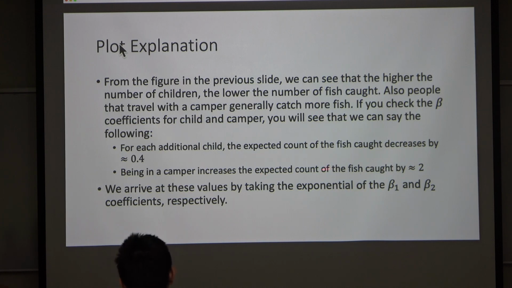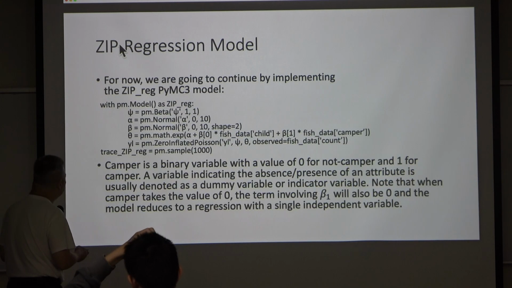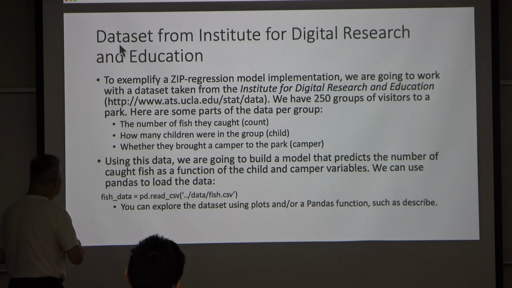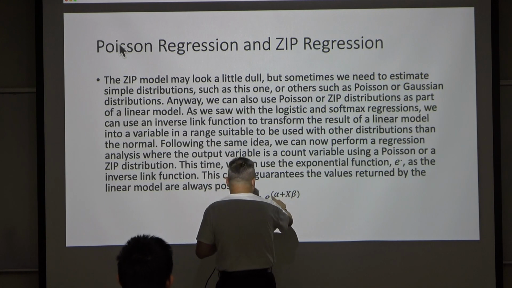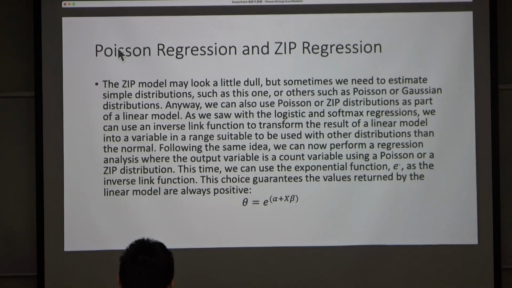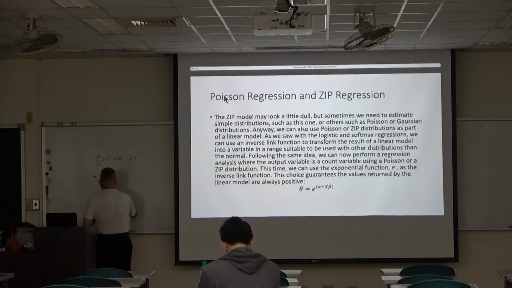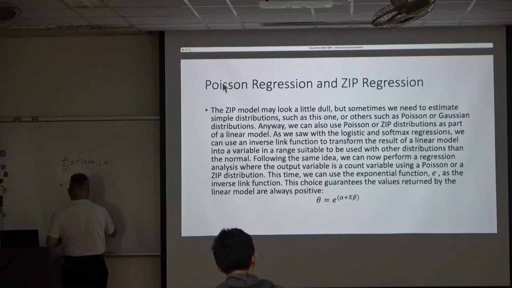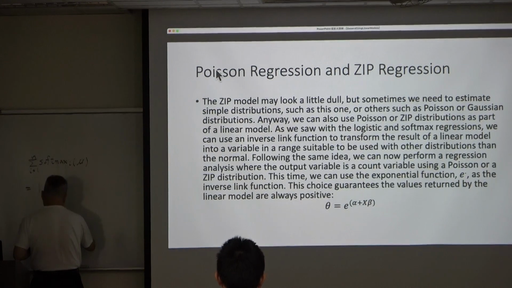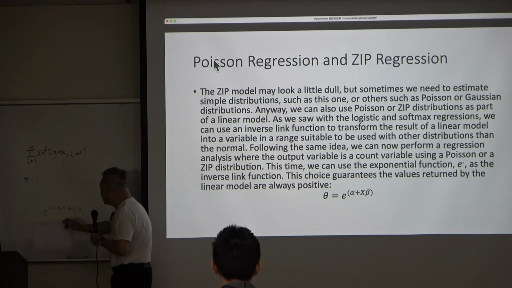Oh, I need to be careful. This one should be e to the power of alpha plus beta 0 x0 plus beta 1 x1, right? That's theta, equal to this one.